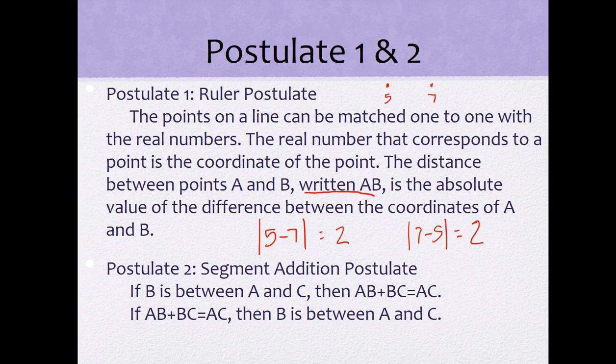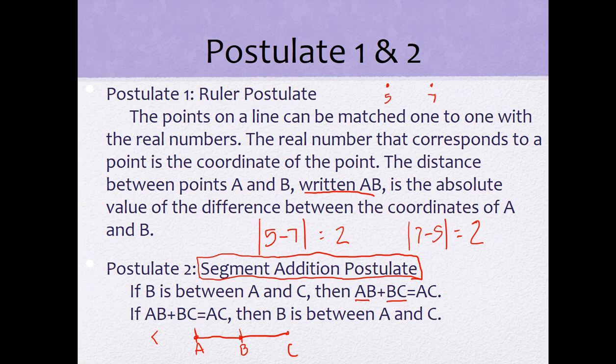The segment addition postulate is actually used a lot, especially later in this book. We're going to be doing some proofs, and you're going to need to know this one. So it might seem pretty basic today, but it's very, very important. So if B is between A and C, so let's say we have a segment, B is somewhere between A and C, then AB plus BC equals AC, which should make sense.